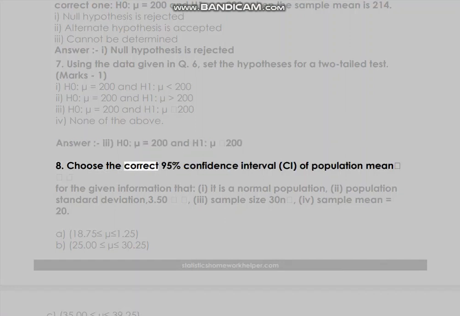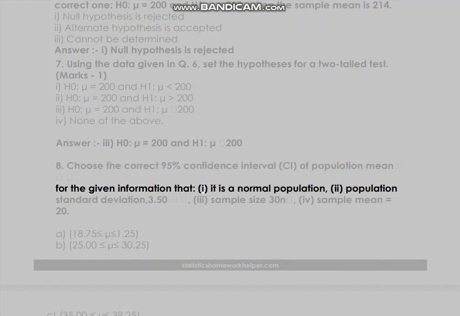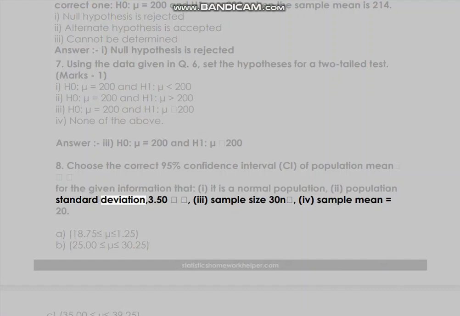8. Choose the correct 95% confidence interval, CI, of the population mean for the given information: 1. It is a normal population. 2. Population standard deviation σ equals 3.50. 3. Sample size n equals 30. 4. Sample mean equals 20. A. 18.75 less than or equal to μ less than or equal to 21.25. B. 25.00 less than or equal to μ less than or equal to 30.25.